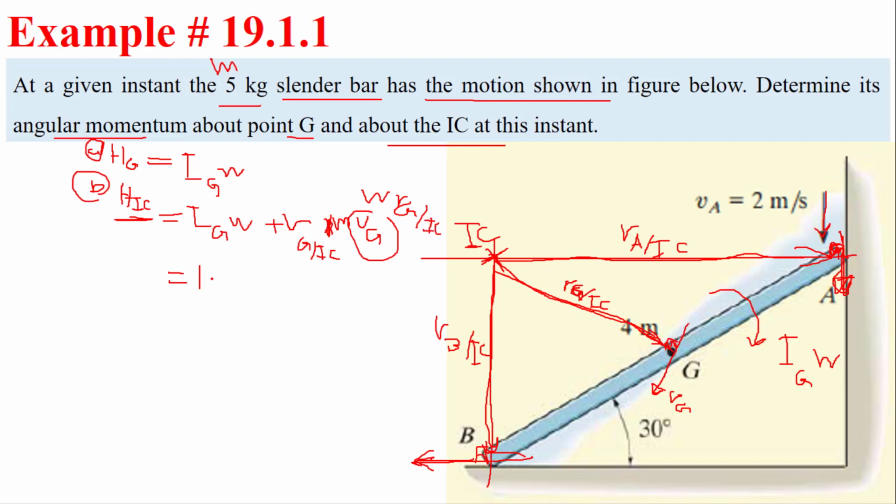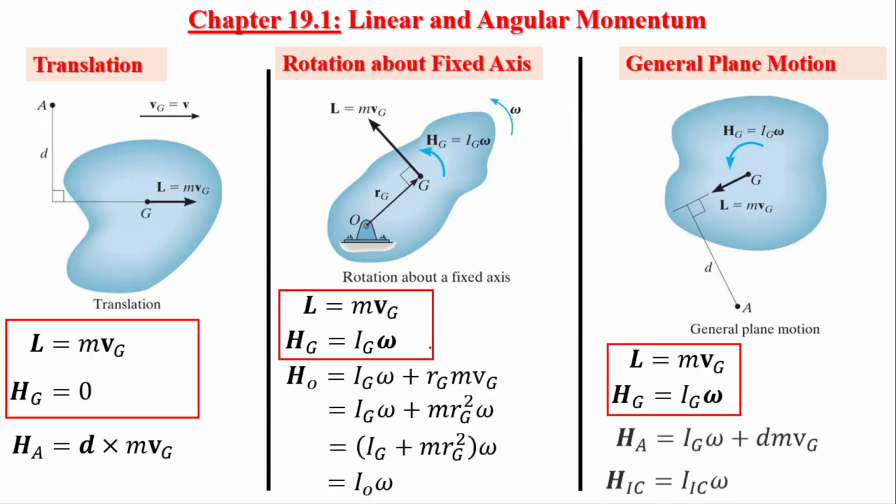So we have 2R, and we have 2 omega in this term and omega here. Then I'll take omega as a common factor, and we end up with IG plus M RG with respect to IC squared. Then from the parallel axis theorem, we call it IC omega.